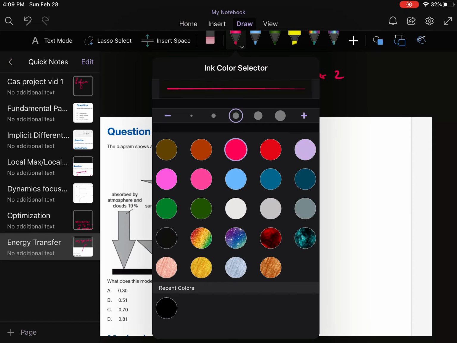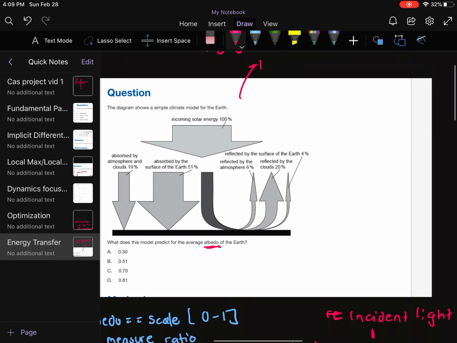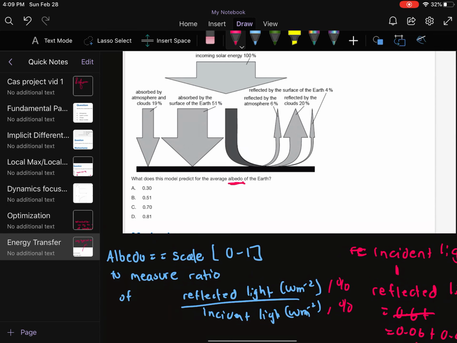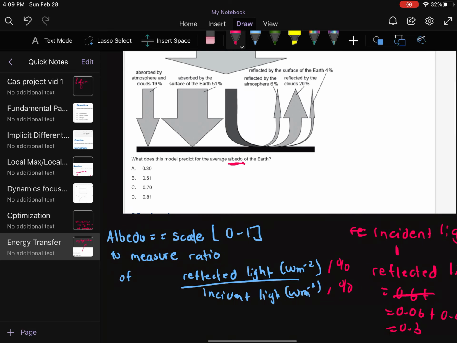So already you see the keyword, sorry about that, albedo. That should raise an alarm bell that you should know what the albedo is. The albedo is typically a scale from 0 to 1, and it measures the ratio between reflected light in watts per meter squared over the incident light, the light that's actually coming in, in watts per meter squared, or both of them are in percentages, decimals. The point is, the units cancel out, so you get some scale value between 0 and 1.